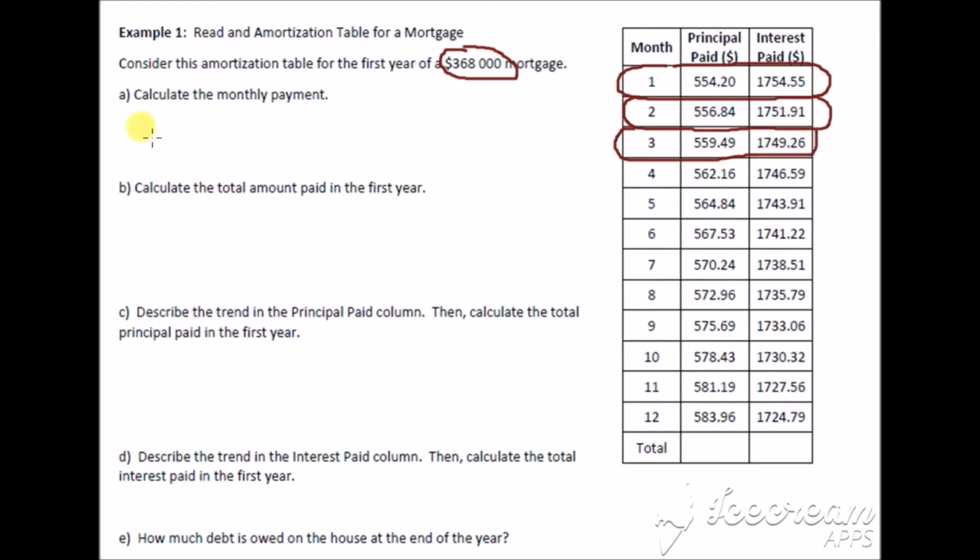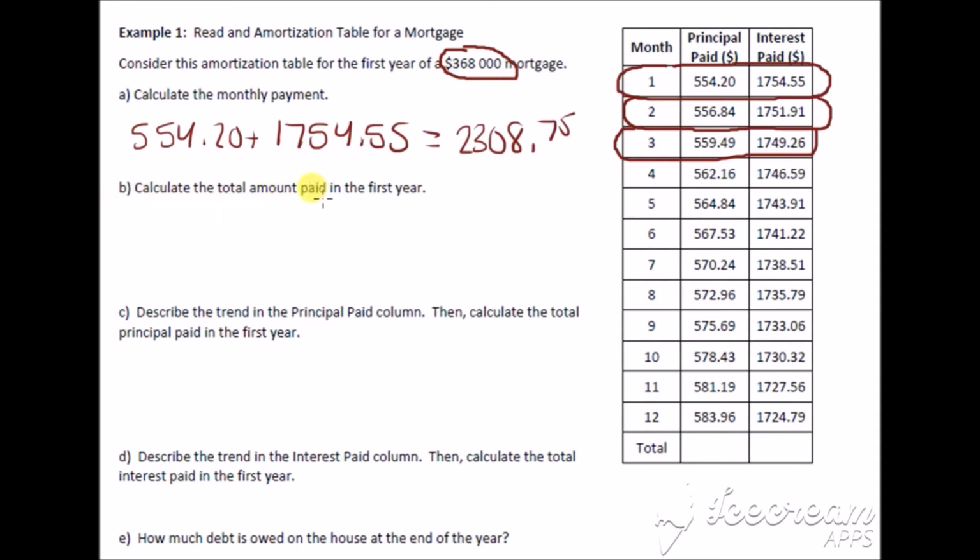So all we have to do is take any month. Let's just take month 1, keep it simple. $554.20 is the principal paid, and $1,754.55 is the interest paid. When we add them, we get $2,308.75. I'm just going to double check that. And you may be thinking, wow, that's a lot of money going toward interest, but that's actually the reality of borrowing almost $400,000.